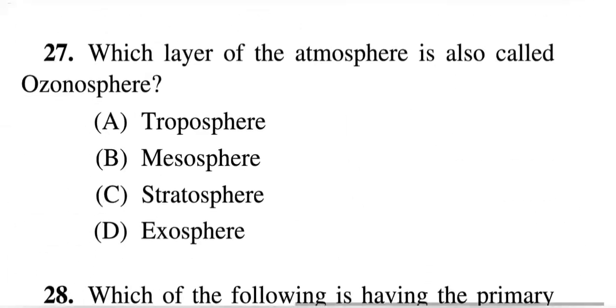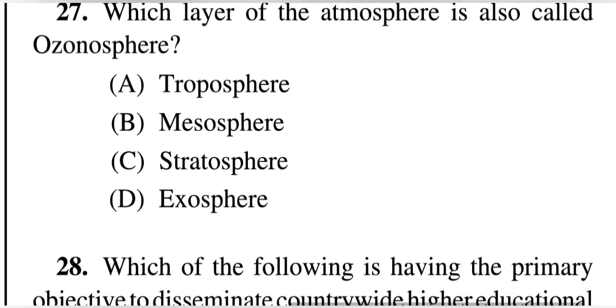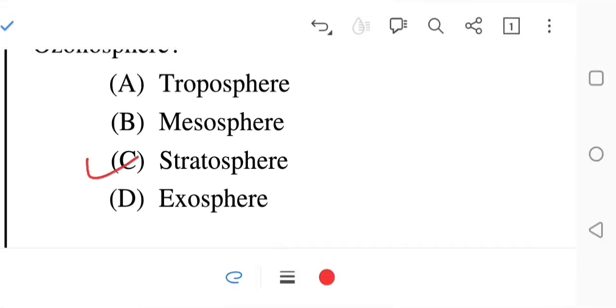Number 27, it says which layer of the atmosphere is also called ozonosphere? Troposphere, mesosphere, stratosphere, exosphere. This question, from the question itself, you can make out it is from ecology. 27, environment and ecology. So correct answer is the layer of stratosphere, the atmosphere is called ozonosphere. Stratosphere. Now number C is the correct answer.